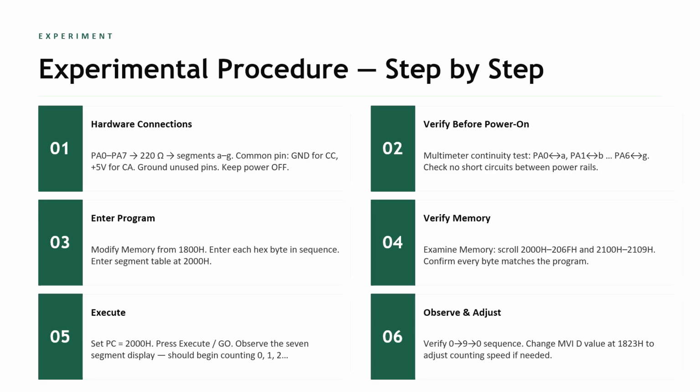Third, we entered the program bytes into the memory starting at 2000H using the hex keypad. Fourth, we entered the segment code table at 2100H. Fifth, we verified all memory entries by examining memory addresses 2000H through 206FH and 2100H through 2109H. Sixth, we set the program counter to 2000 and pressed execute.